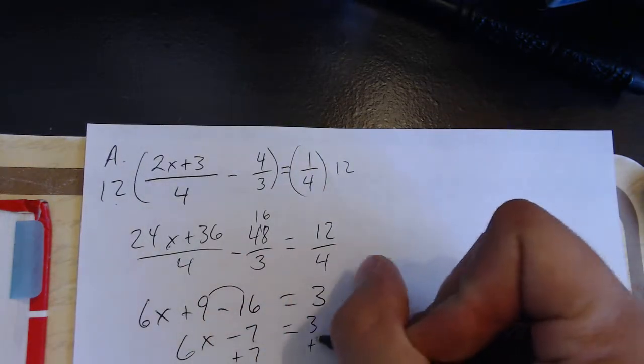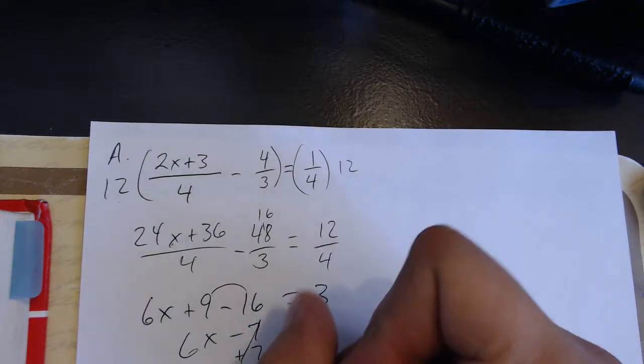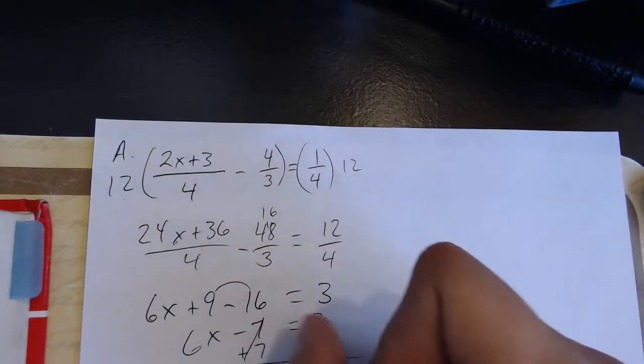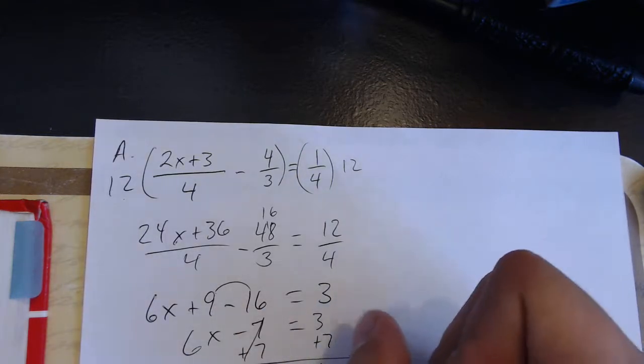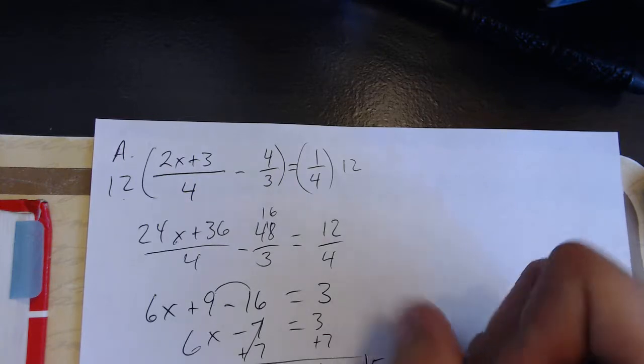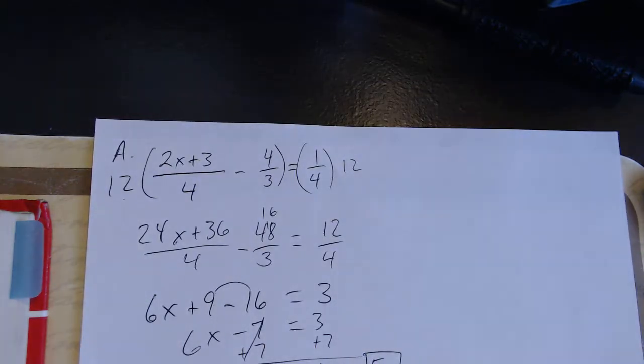We add 7 to each side. That will cancel, and then we get 6x equals 10. From there we divide by 6, and then x equals 10 over 6, which reduces to 5 over 3. And that is your final answer.